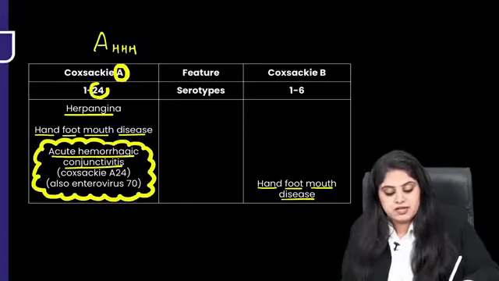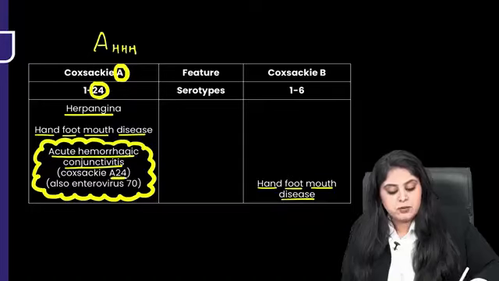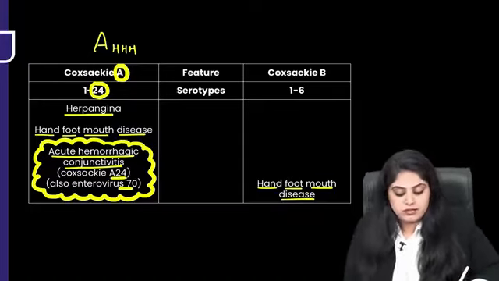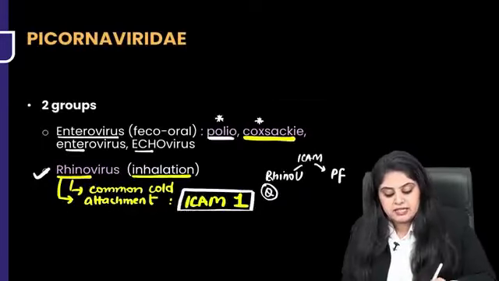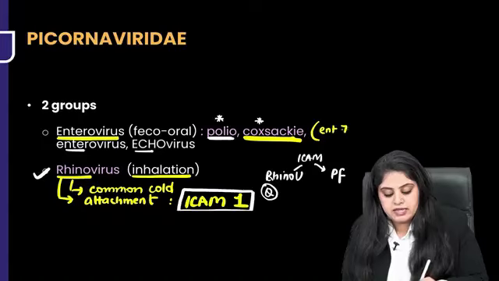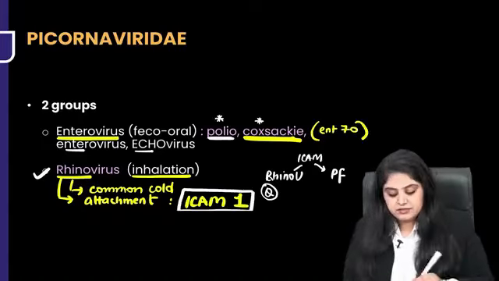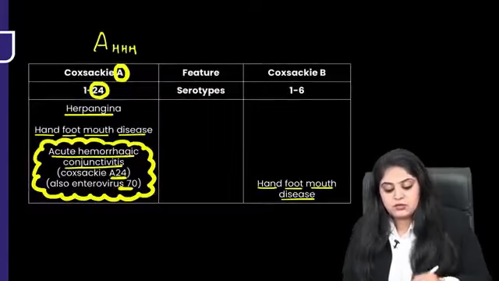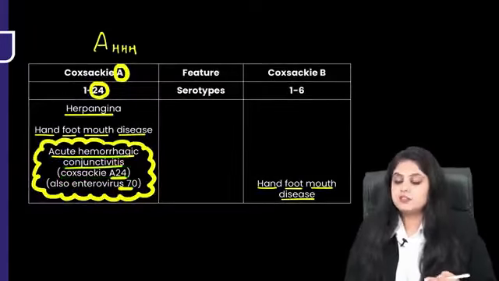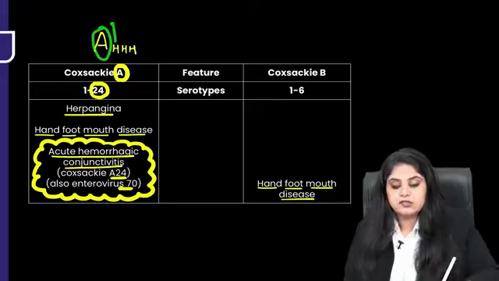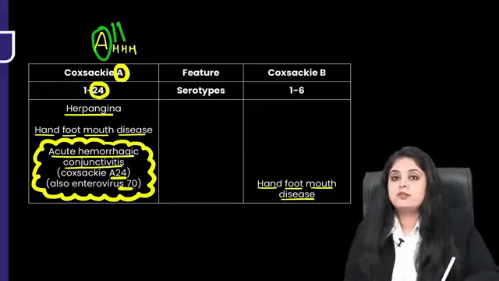So the last one, that is Coxsackie A24, which is also known as enterovirus 70, because do you remember, right now I told you Coxsackie is actually an enterovirus. So which enterovirus can it be? Enterovirus 70 is very, very important. That is what Coxsackie A24 is, and this causes acute hemorrhagic conjunctivitis. Repeating, Coxsackie A causes herpangina, hand-foot-mouth disease, and acute hemorrhagic conjunctivitis.